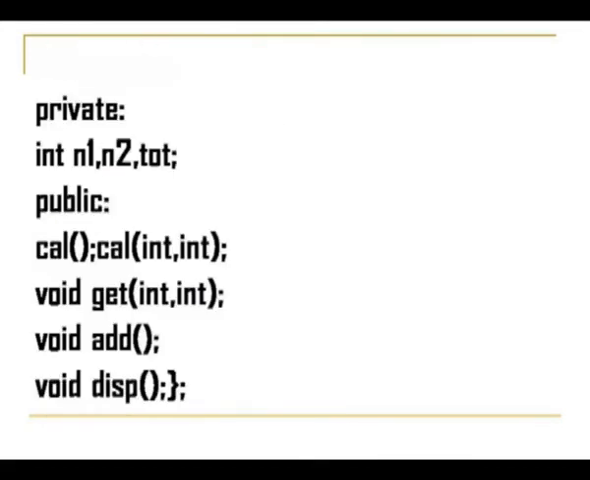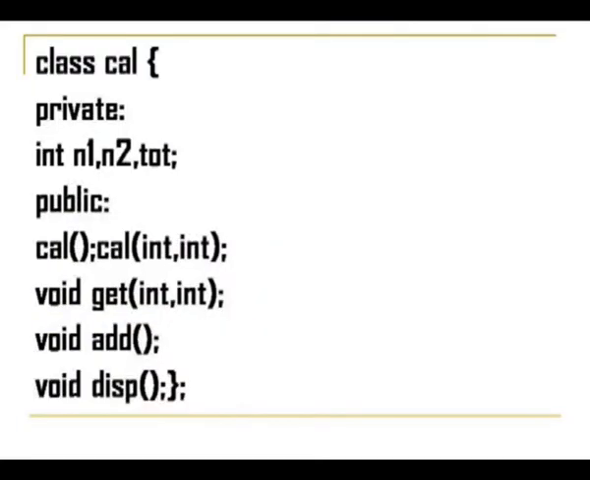Here again you have a class, the name of the class is CAL, a short form for calculate. Here you have private data members of integer type, 3 variables: n1, n2 and TOT. TOT is a short form for total. So, from this itself you can identify that you are trying to calculate the sum of 2 integer numbers. Then you have the public part of the class.